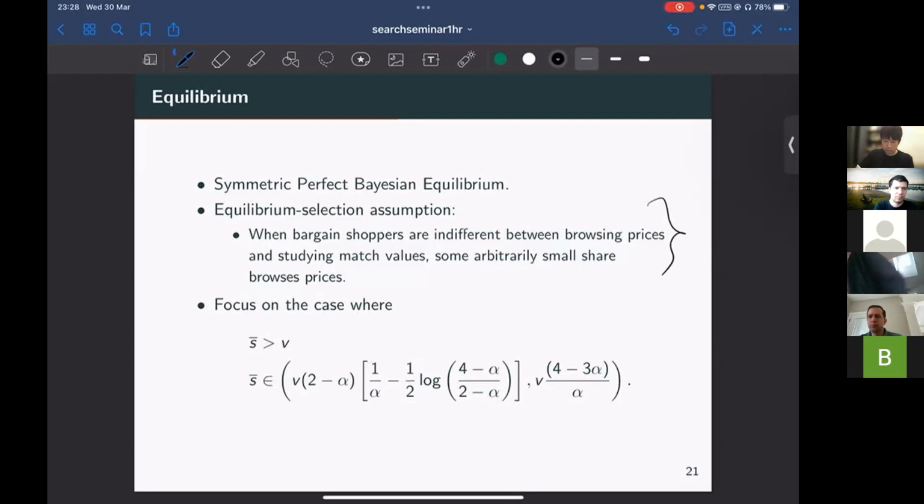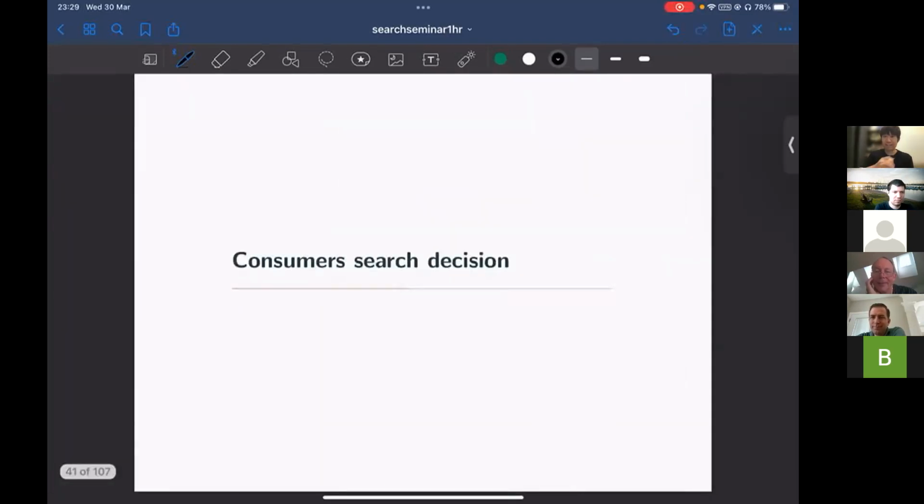So that rules out the Diamond paradox kind of equilibrium, where firms choose to pick the monopoly prices and bargain shoppers, because they're indifferent, don't search for prices. Okay, so that rules that out. And we're going to focus today on the case where S satisfies these inequalities. I know that it's not understandable at all now, but I will talk about what it means later. Okay, cool. Any questions about the setup so far?